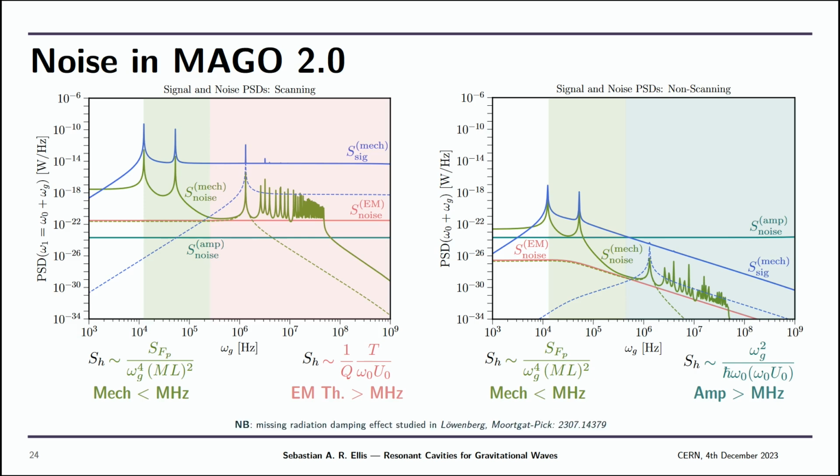Note, by the way, that in these plots I'm neglecting something called radiation damping, which is mixing from the two modes together. This could be important in some frequency ranges, and I invite you to look at the paper by Robin Löwenberg and Gudi Mutgat-Pick for more information.